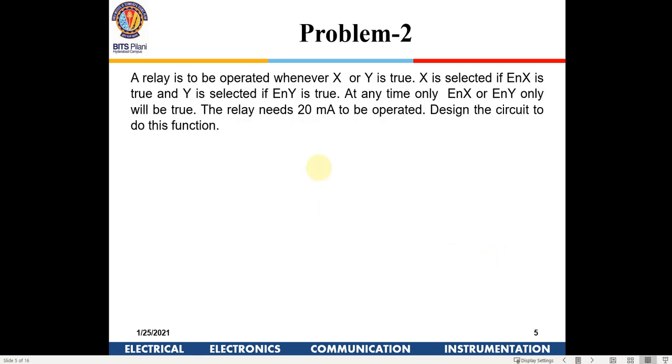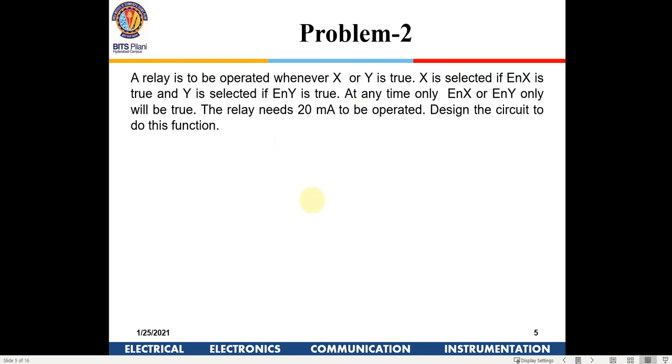Okay. Now the second problem: a relay is to be operated whenever X or Y is true, and X is selected if enable X is true, and Y is selected if enable Y is true. At any time only enable X or enable Y will be true. The relay needs 20 milliampere to be operated. Design the circuit to do this function. So this is the problem.